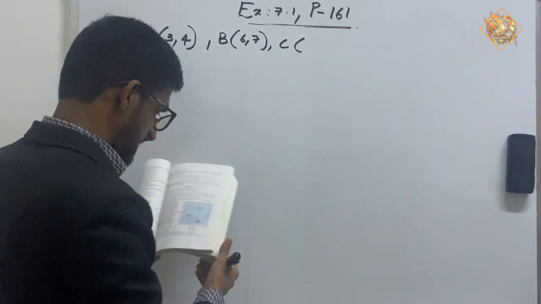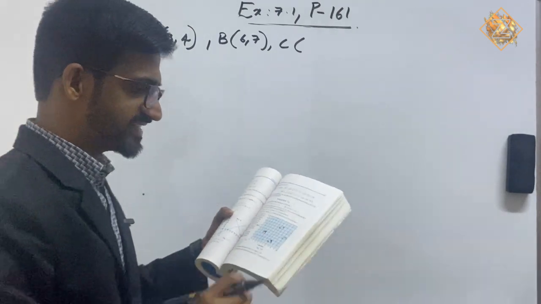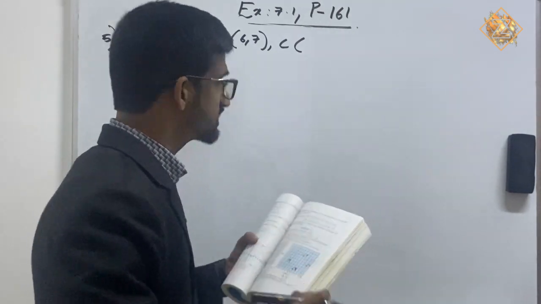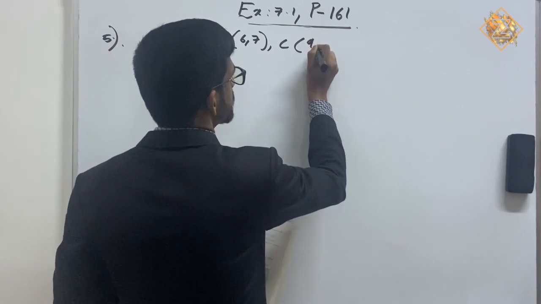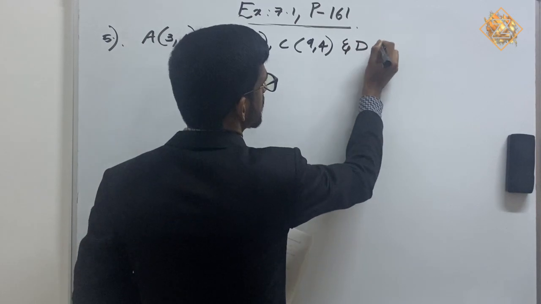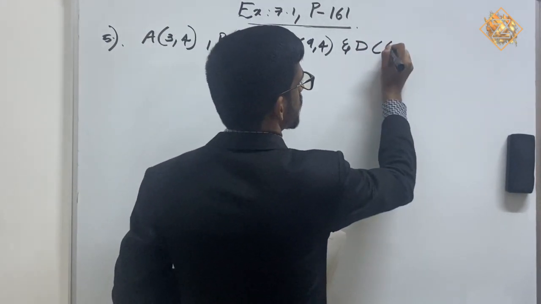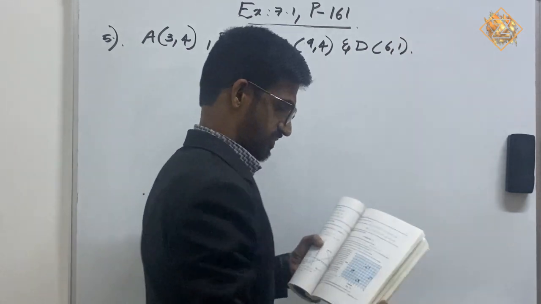Similarly, coordinates of C, what is it? (9, 4), isn't it? On x-axis it is 9 and on y-axis it is 4. So x-coordinate is 9 and y-coordinate is 4. And the coordinates of D, what's that? X-coordinate is 6 and y-coordinate is 1.